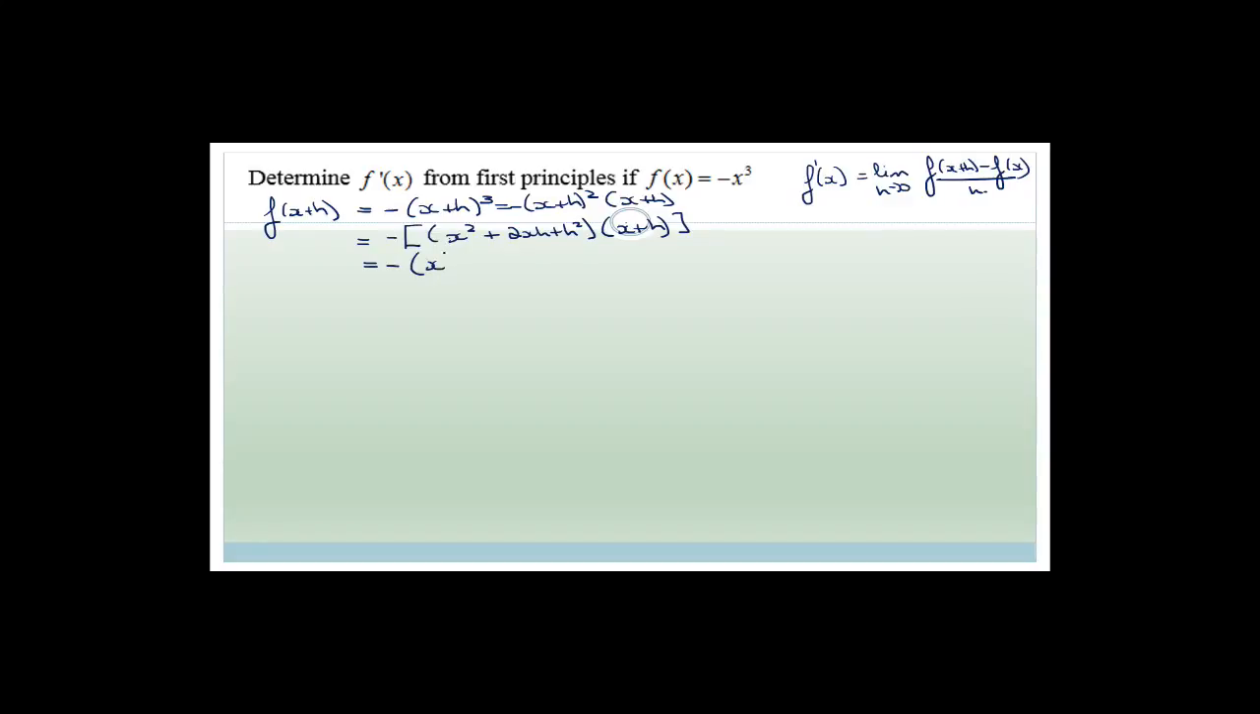x squared times x is x cubed, x squared times h is plus x squared h. This times this is plus 2x squared h. This times this is plus 2xh squared. This times this is plus xh squared, and that times that is plus h cubed. So you end up with minus x cubed minus 3x squared h minus 3xh squared minus h cubed. And that is your f of x plus h.